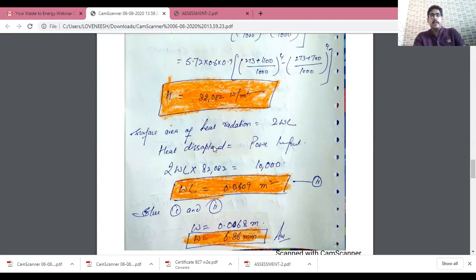So here we had to calculate the width of the nickel chromium wire which can be used as a heating element. By calculating this value, you get W is equal to 6.86 mm. So you can try to solve this numerical on your own, and again if you have any problem, you can ask me at any time. I hope you understood both these numericals carefully.